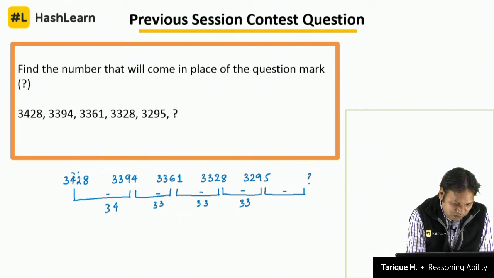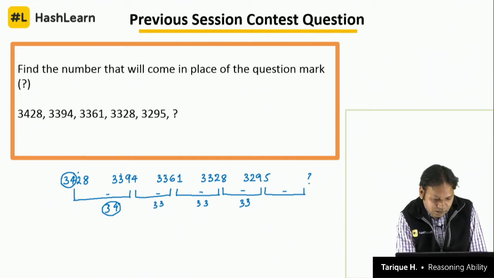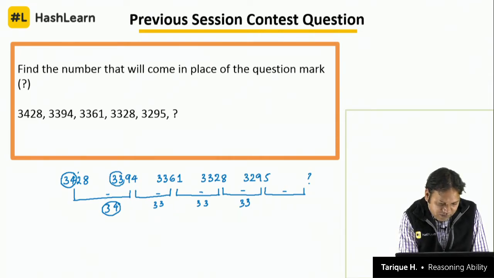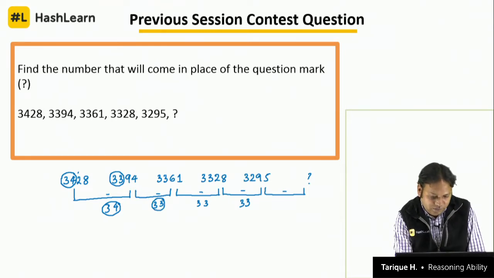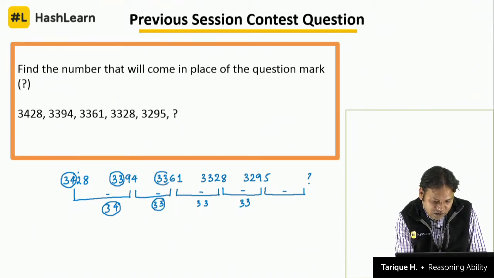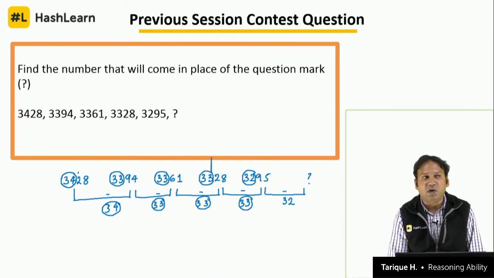Now you see here, what is the first two digits here? 34. So what are we subtracting? 34. The first two digits here we have 33. So what are we subtracting? 33. Again the first two digits from the left hand side is 33. So what are we subtracting? 33. Next question, again we have 33 here. So we are subtracting 33. That means here we have 32. We should subtract 32 to find out the next number, not 33.